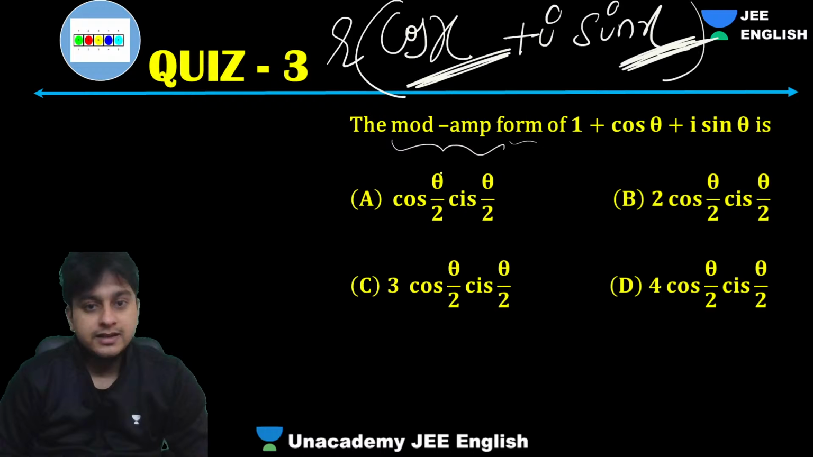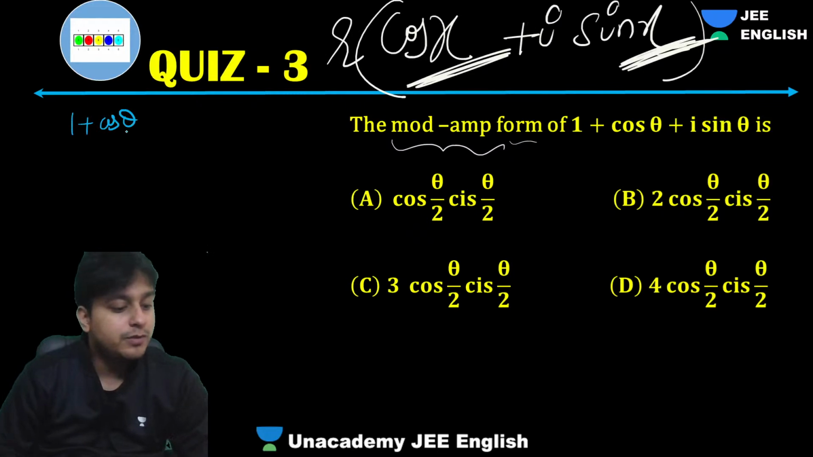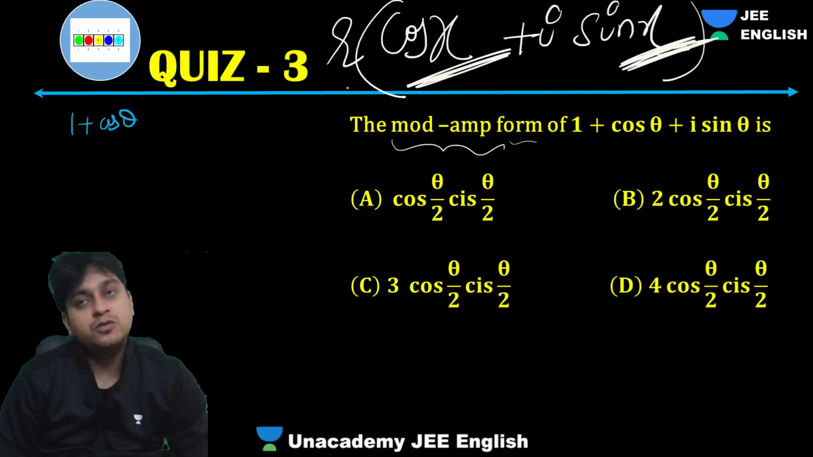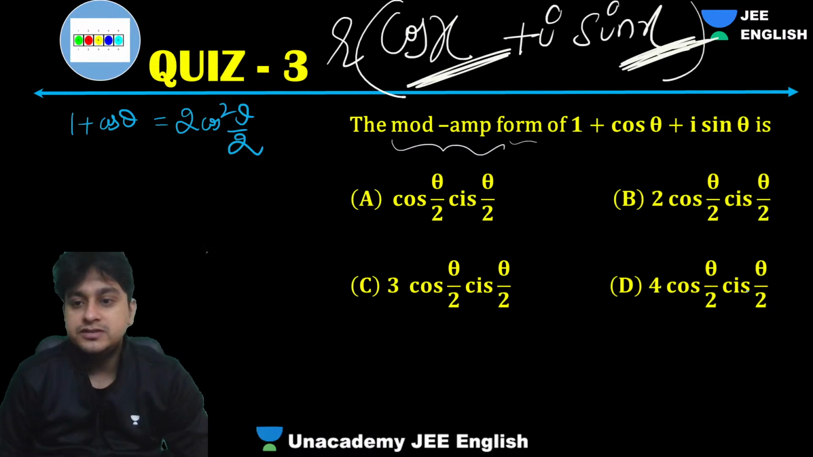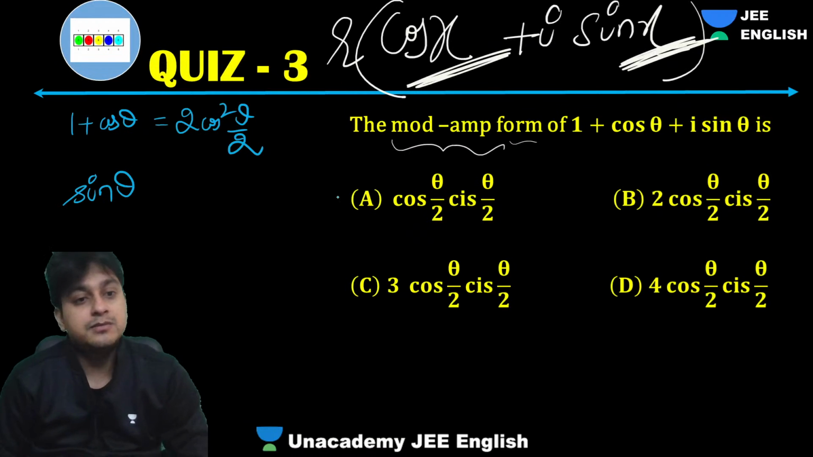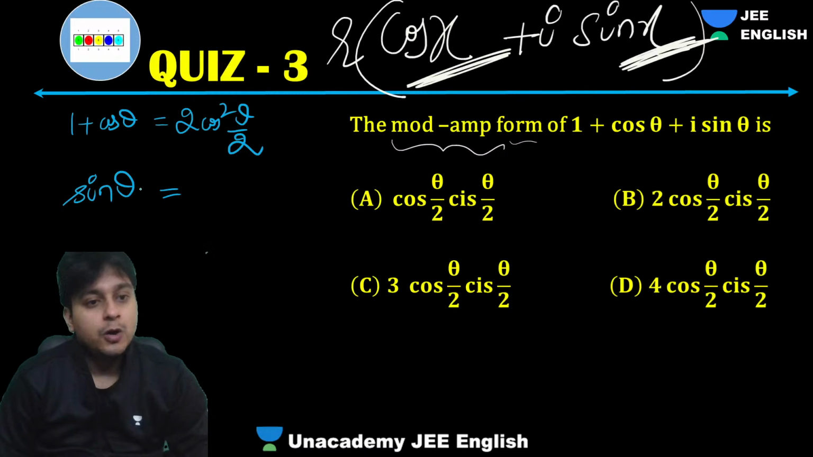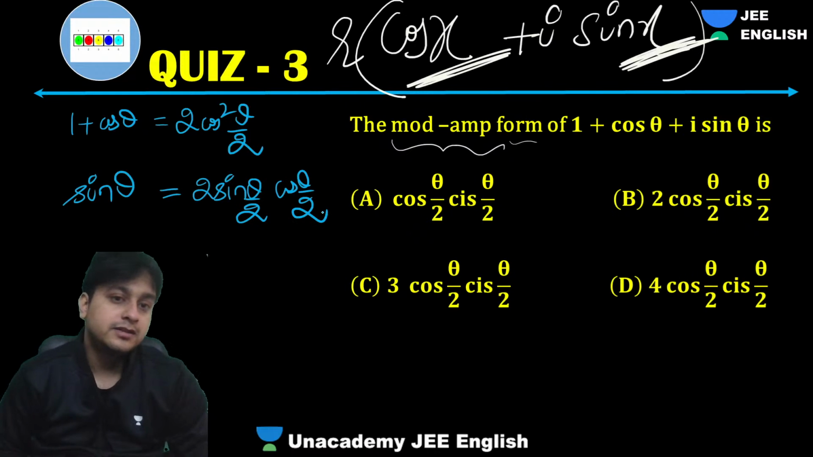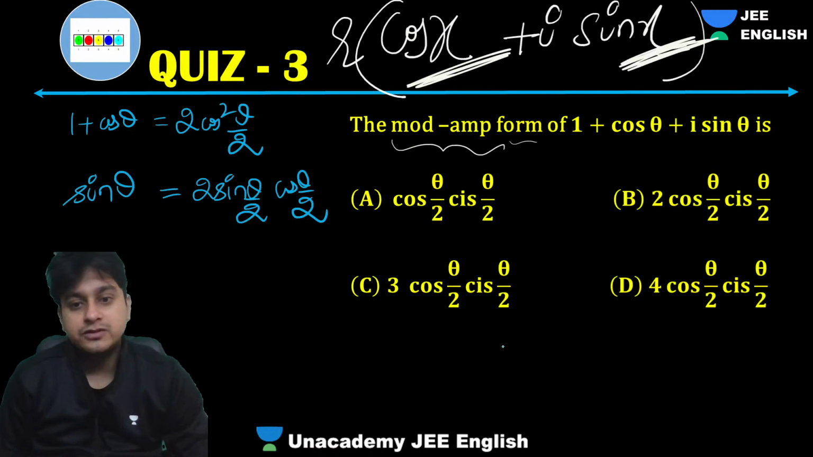Let's look at this one carefully. 1 plus cos theta, do you guys know the trigonometric formulas, the double angle formulas? 1 plus cos 2 theta is 2 cos square theta, so 1 plus cos theta will be 2 cos square theta by 2. The hint is in the options: we have to get it in terms of half angle formulas. Trigonometry plays a really key role in complex numbers, so you have to be very smart with it. Sine theta can be written as 2 sine theta by 2 cos theta by 2. Just put up the values over there.